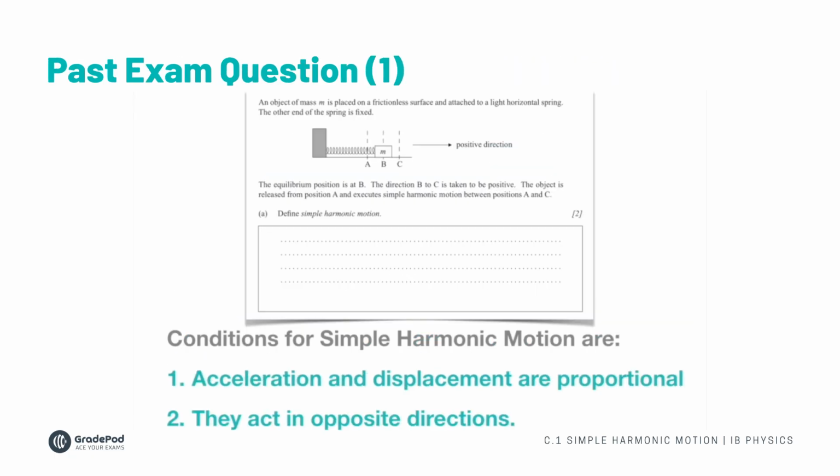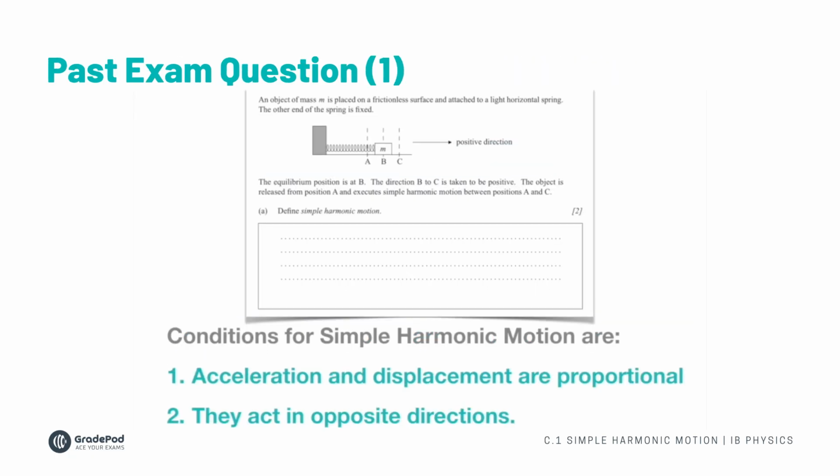Okay, well, let's have a look at a past exam question. You can see here we have a mass on a spring. We're very familiar with that now. I'm going to read the question out for you. An object of mass m is placed on a frictionless surface and attached to a light horizontal spring. The other end of the spring is fixed. The equilibrium position is at B. The direction B to C is taken to be positive. The object is released from position A and executes simple harmonic motion between positions A and C.